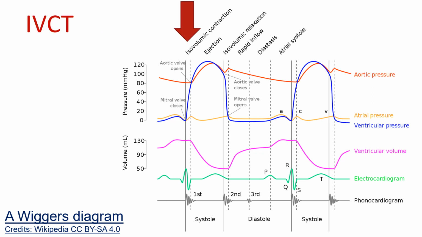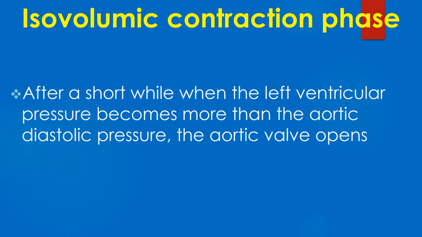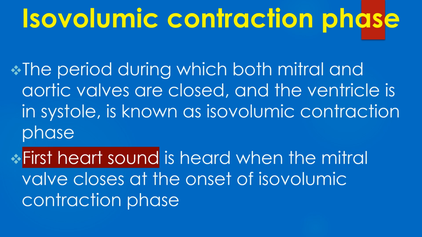Isovolumic contraction phase starts at the peak of the QRS complex in the ECG. As soon as the left ventricular pressure starts rising, the mitral valve closes. After a short while, when the left ventricular pressure becomes more than the aortic diastolic pressure, the aortic valve opens. The period during which both mitral and aortic valves are closed and the ventricle is in systole is known as isovolumic contraction phase. First heart sound is heard when the mitral valve closes at the onset of isovolumic contraction phase.